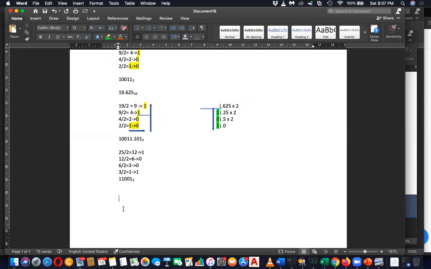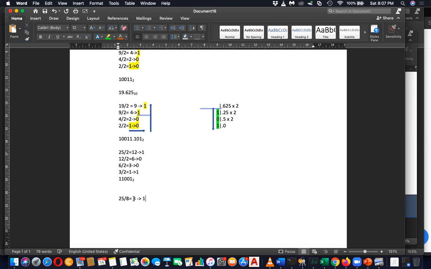Same 25. You have to divide by 8 now. How many 8s are in 25? 3 altogether. 3 times 8 is 24, and the remainder is 1. So 25 divided by 8 is 3 remainder 1.